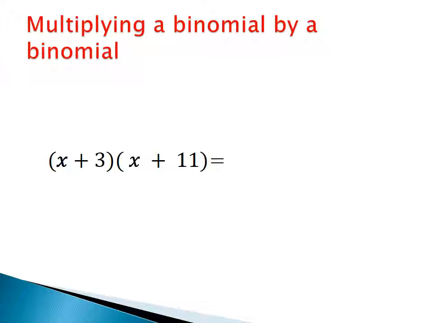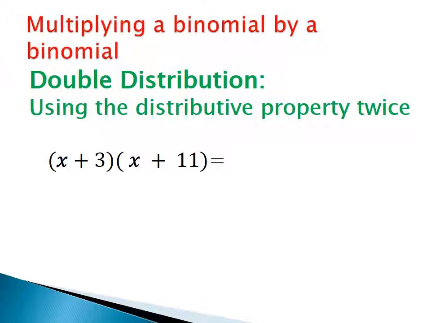Now let's multiply a binomial by another binomial. To multiply a binomial by another binomial, we need to use what is called double distribution, which means using the distributive property twice. Since we're talking about binomials, that means we have two terms in the binomial. That means we need to use the distributive property for each one of these terms. Let's take a look at this example. We have x plus 3 multiplied by x plus 11. So we have a binomial multiplied by another binomial.